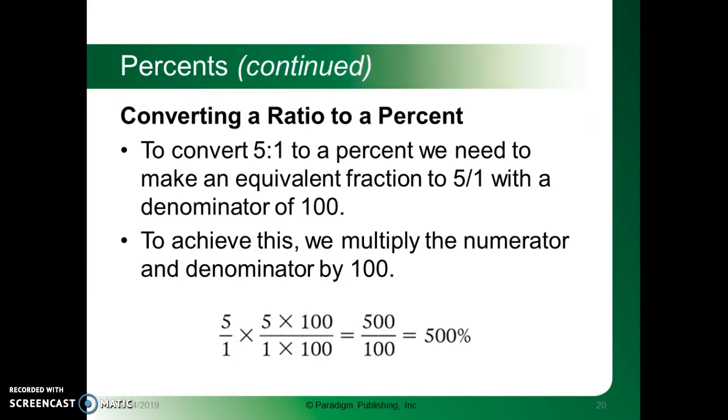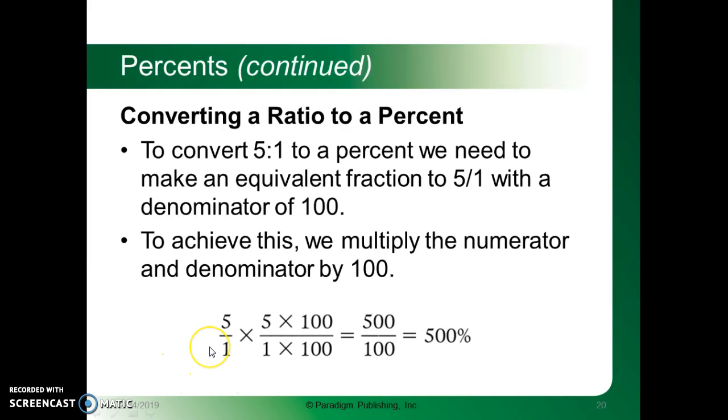Converting a ratio to a percentage. To convert 5:1, 5 to 1, to a percent, we need to make an equivalent fraction. So make it 5/1 with the denominator of 100. To achieve this, we multiply the numerator and denominator by 100.